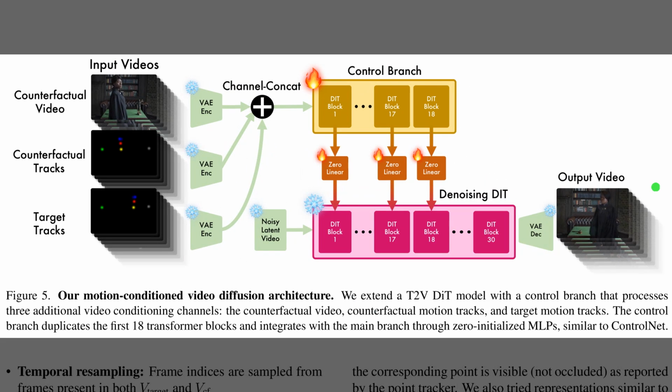Figure 5 shifts from data creation to the actual editing engine, showing how motion conditioning slots into the diffusion backbone. The left side stacks the counterfactual video and both sets of tracks, which are encoded and merged by channel concatenation. The middle control branch duplicates the first 18 transformer blocks and injects motion signals through 0 initialized MLP layers. On the right, the denoising DiT produces an output video that preserves appearance while following the edited trajectories.